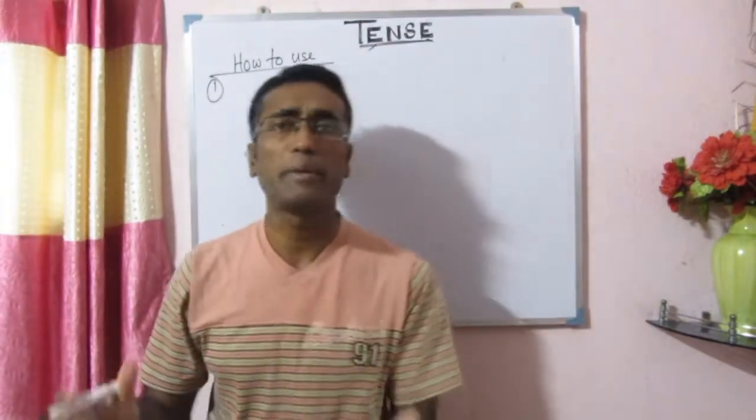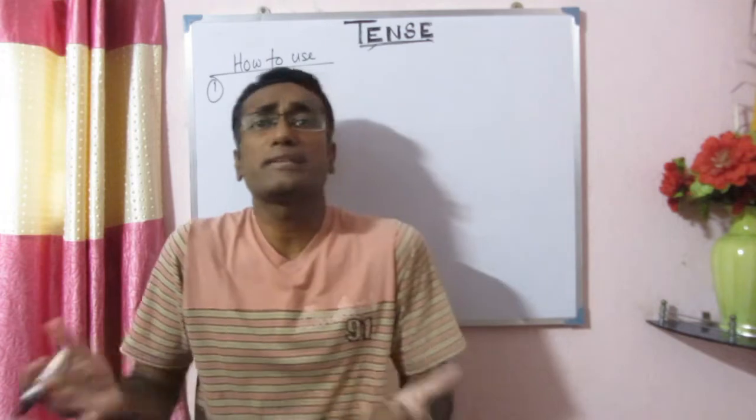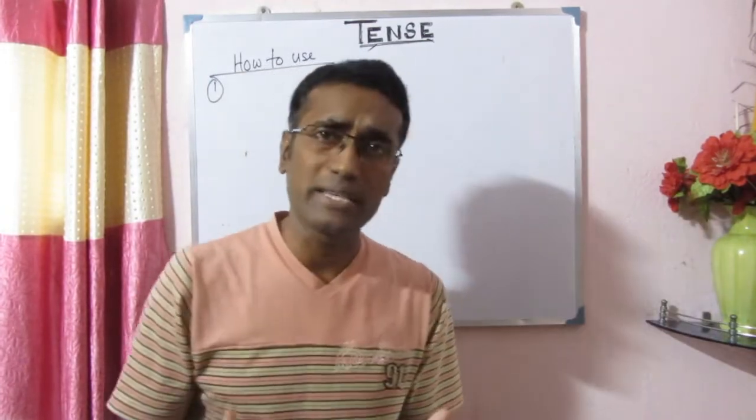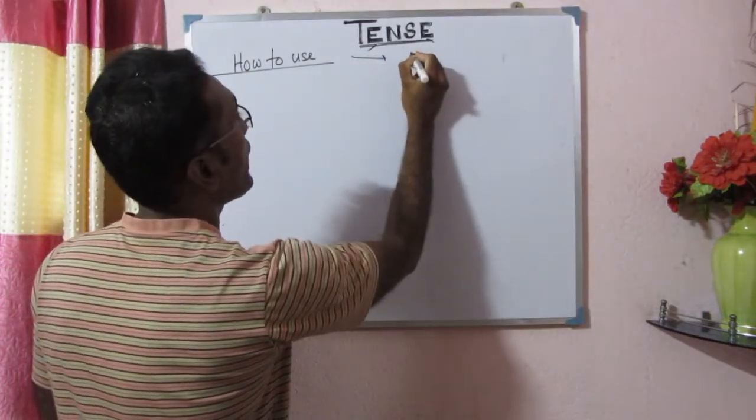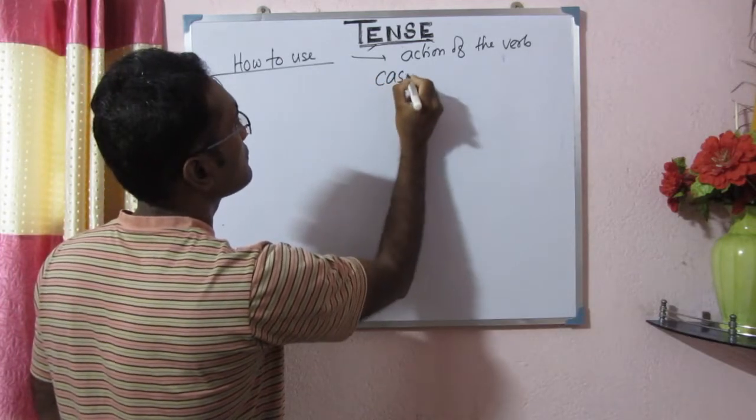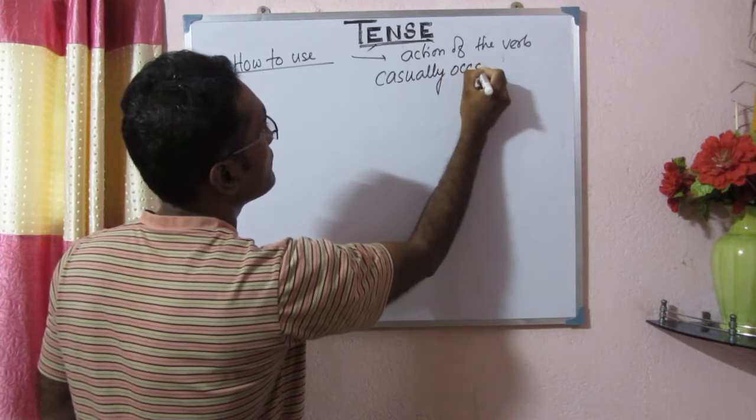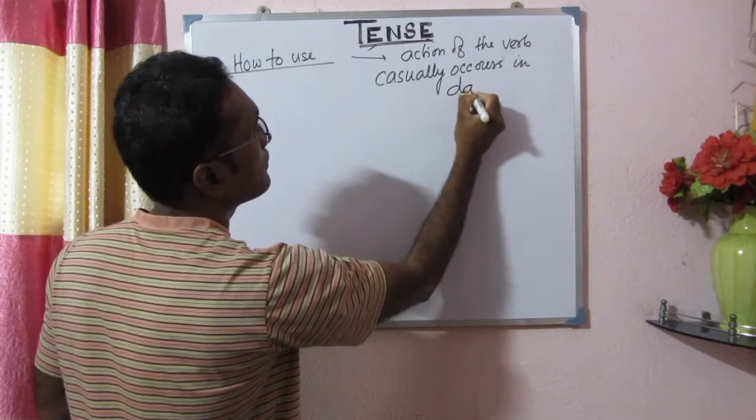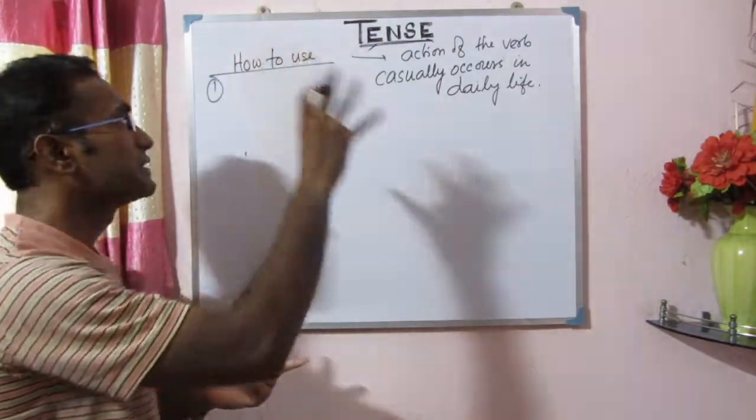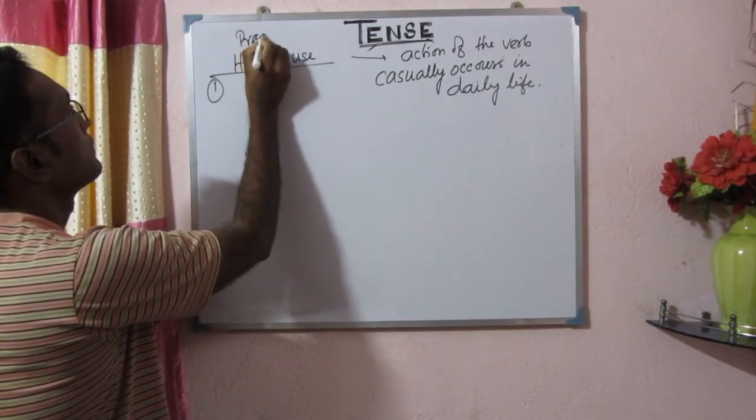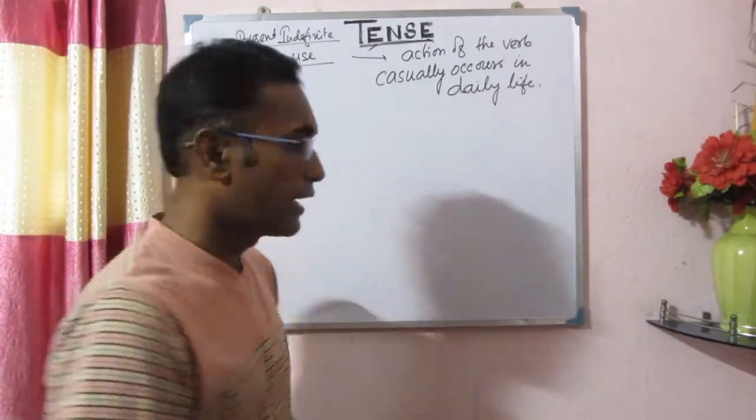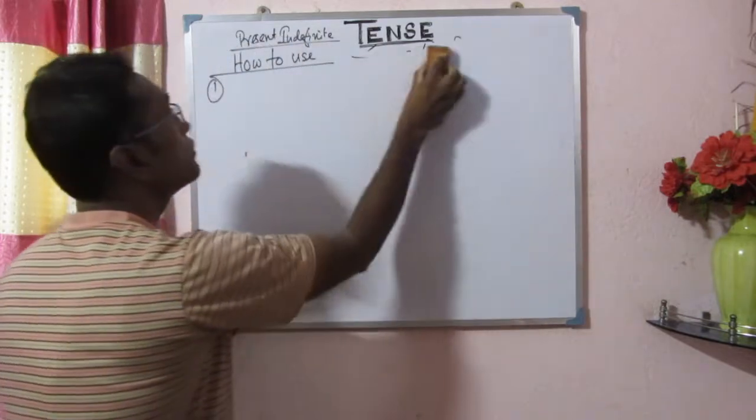The general rule you have to remember about present indefinite tense is that it is telling about something occasional, casual. When the action of the verb casually occurs in our daily life, then it is your present indefinite tense. So present indefinite tense is casual.